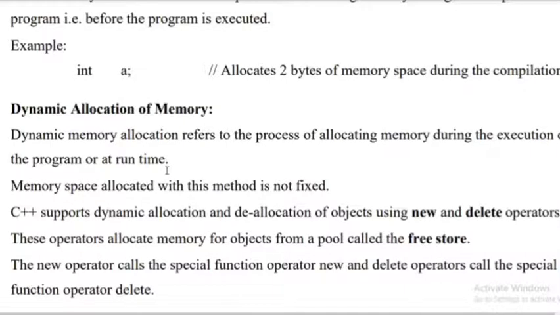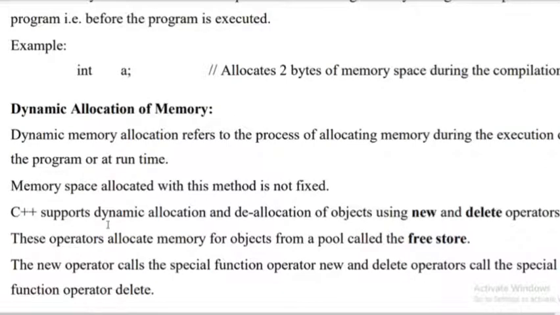As the name suggests, dynamic means it is not fixed. If it is static, then it is fixed, and the memory space needs to be allocated before the execution of the program. But when we are working with dynamic allocation of memory, it is not fixed. We can allocate some memory space during the execution of the program, or at runtime. So dynamic allocation of memory is not fixed.